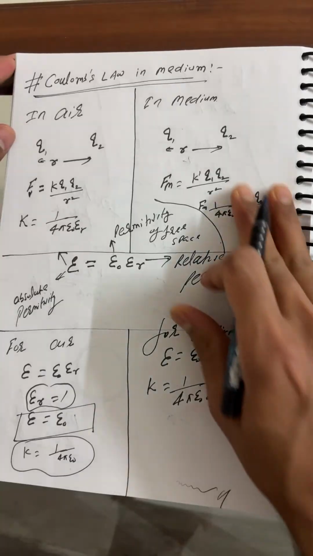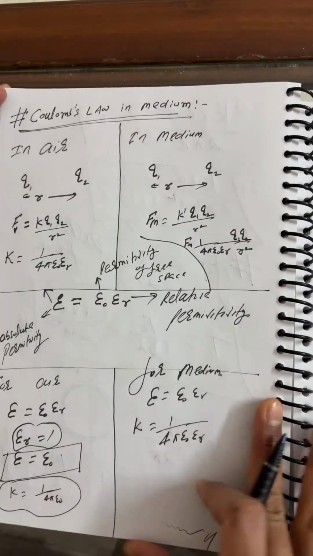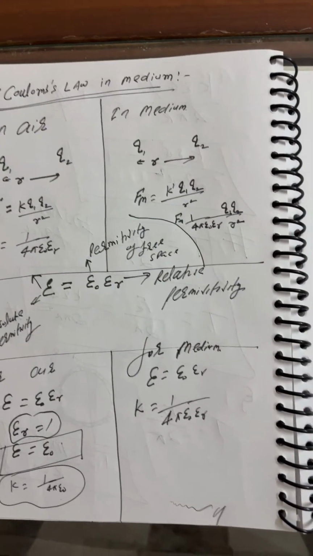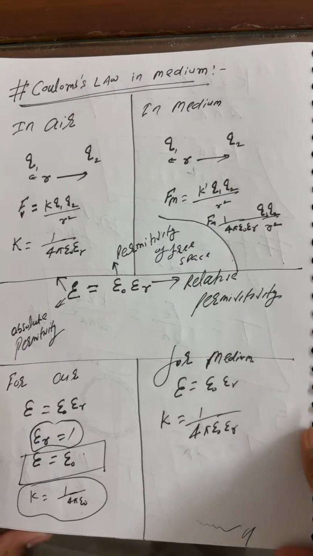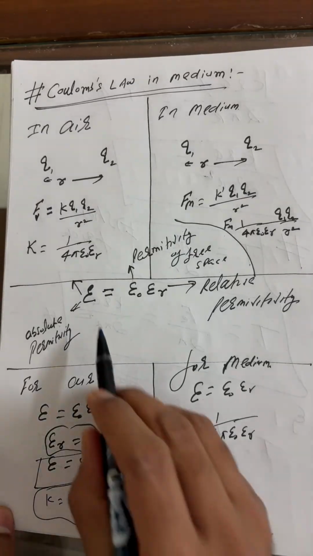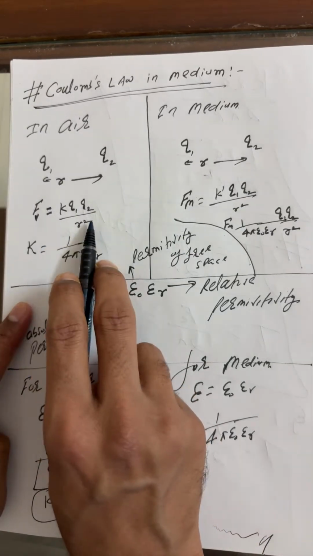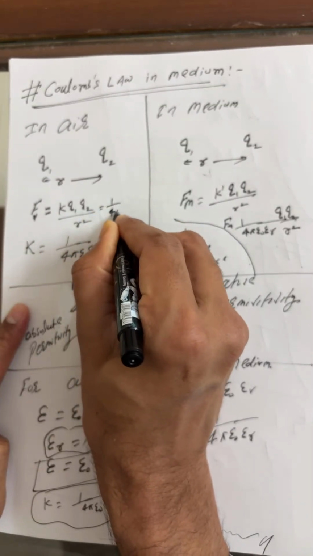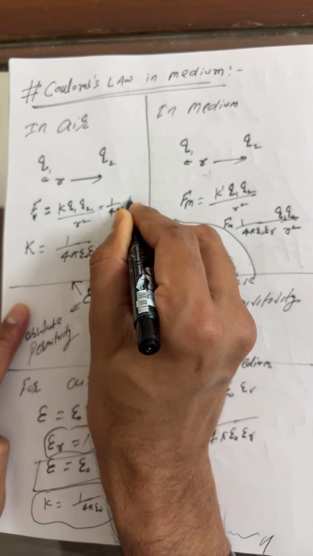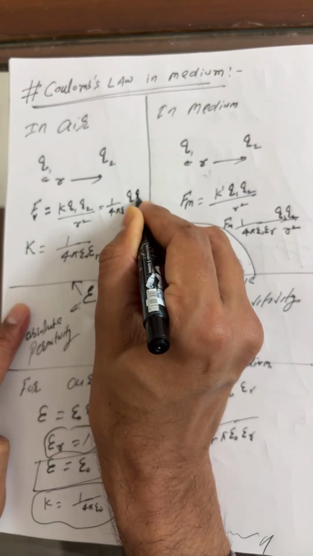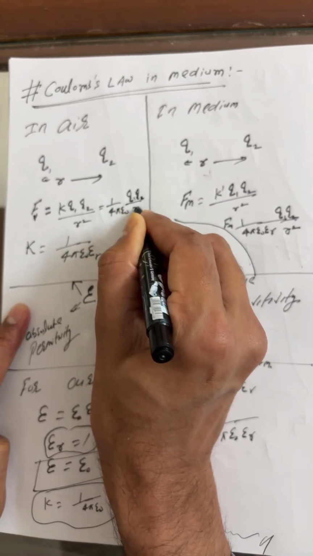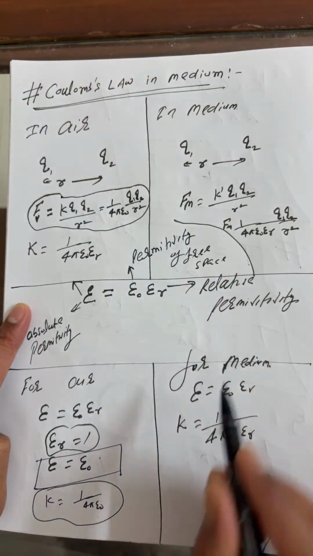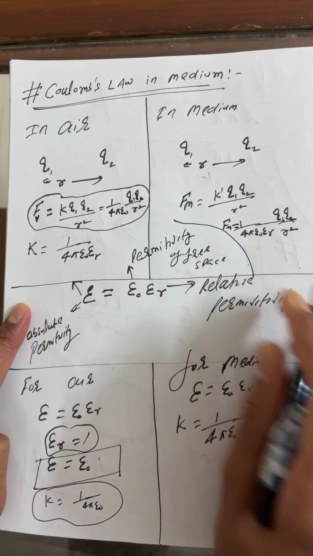So now, beta, I'm just going to conclude. Now, students, I'm going to conclude Coulomb's law in a medium. So this is the fourth one which I wrote here. You can see, my dear, this is 1 by 4 pi epsilon naught Q1 Q2 by R square. This is the vacuum or air force. Here I wrote, this is the medium force.